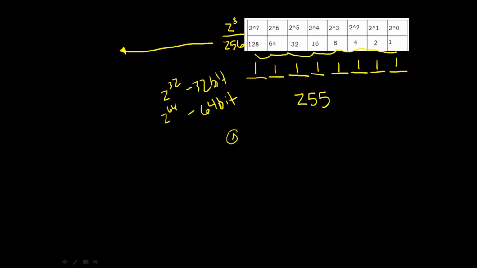So the two takeaways I want you to take away from this lecture are: what is the purpose of binary and why you sometimes see things like 32-bit and 64-bit, and also how to convert decimal numbers to binary.